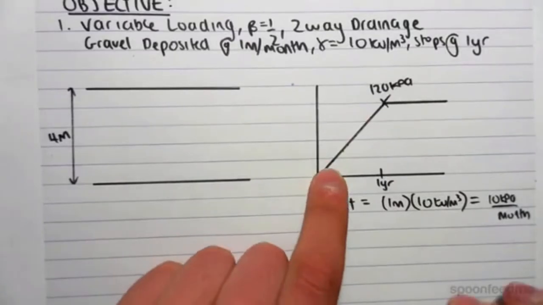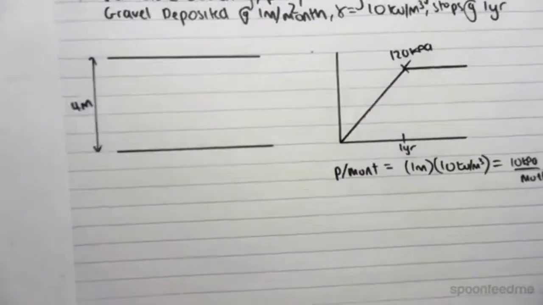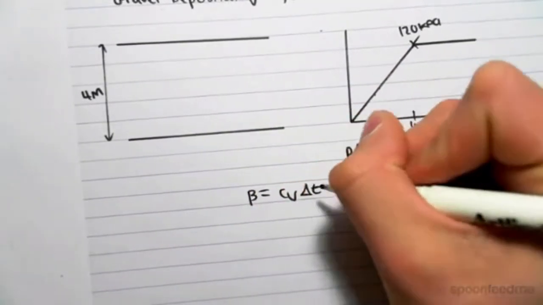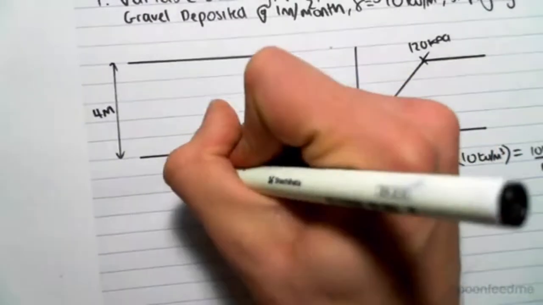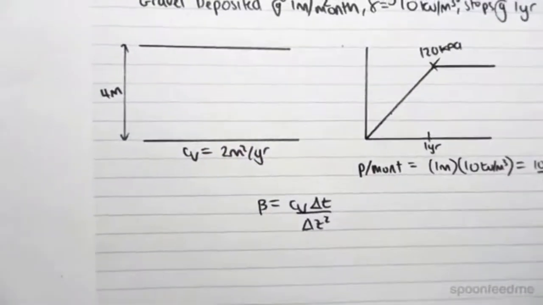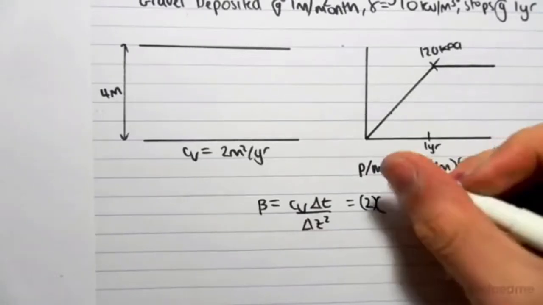So we're first going to find our increment of time and then find what the stress is at each value. By doing that, we need to first find beta. So beta equals CV, change in time on change in Z squared. Let's say for our case the CV was 2 meters squared per year. So we want this again to equal a half because that's a nicer solution to work with.